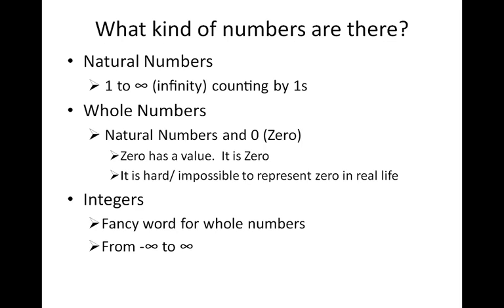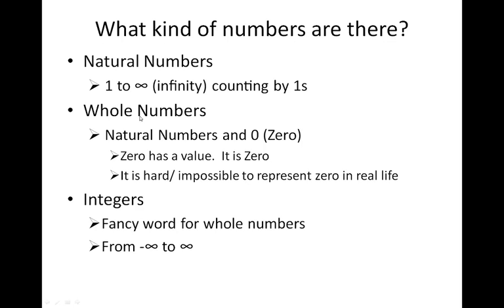Okay, whole numbers. The only difference between whole numbers and natural numbers is that whole numbers include all the natural numbers, which means we're still going to infinity, but we start at 0. We don't count at 1. And 0 actually has a value. We don't say nothing plus 3 equals 3. That's not what we want to say. 0 has a value. It is 0. It represents 0 of something.